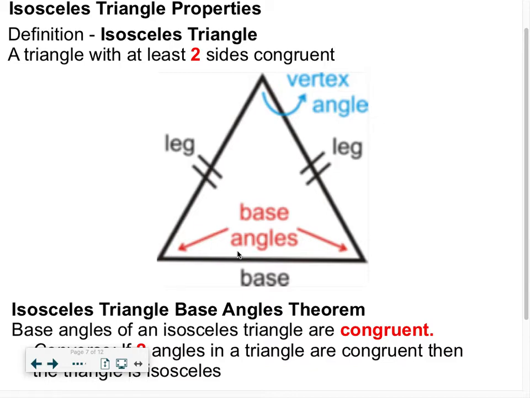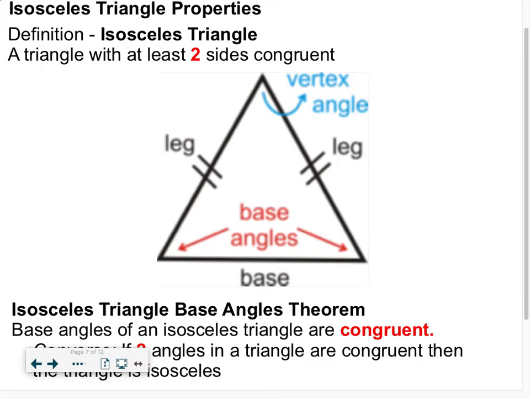Okay, so in today's lesson, we're going to do isosceles triangle properties. Just as a reminder, what is an isosceles triangle? By definition, it is a triangle with at least two sides congruent. We do refer to the two sides that are congruent as legs. The legs then form the vertex angle. The non-vertex angles are called base angles, and the side that isn't congruent is the base.